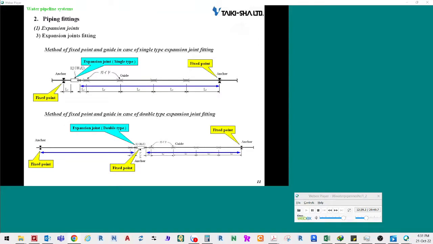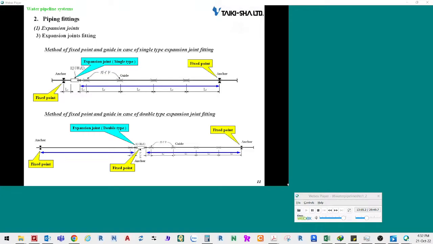If you want to absorb the expansion and contraction by using expansion joints, set an appropriate section for expansion and contraction and firmly anchor both ends of the section. Piping support guides are used for expansion and contraction occurring in the direction of the pipeline axis. For single type joints, the arrangement of the 6 points and guides are as shown on the slide. This drawing was extracted from EC data.